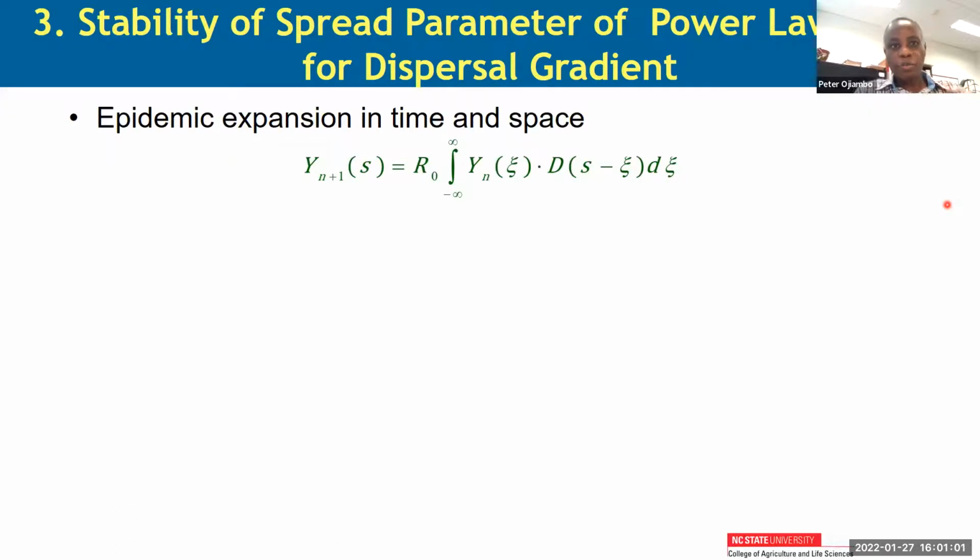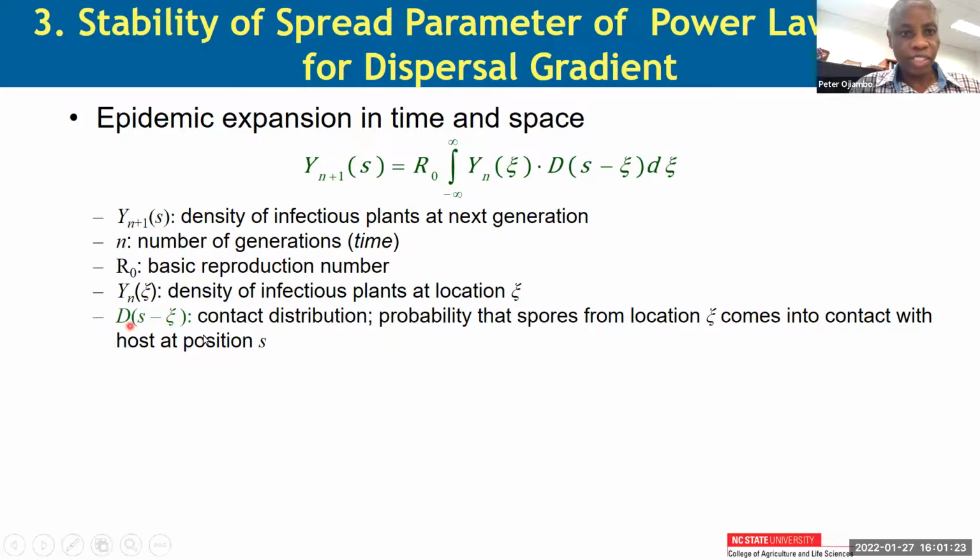All right, so I'm going to go to the third component of my talk, and this element focuses on epidemic expansion in time and space. For those of you that are familiar with the literature, the epidemic expansion in time and space can be represented by this equation here. And the variables here are defined as indicated here. But my emphasis here is on this particular component of the function that I'm interested in. This component here is known as the contact distribution.